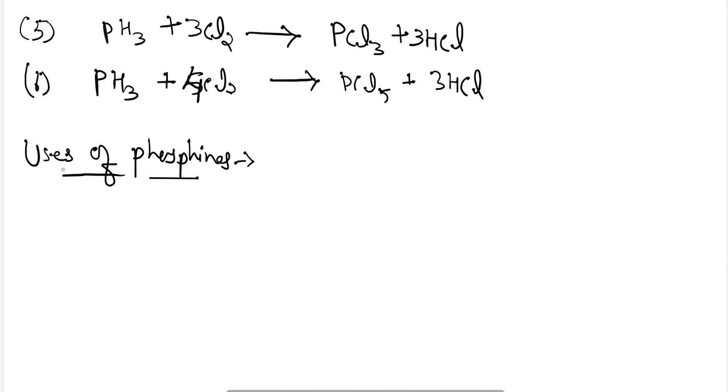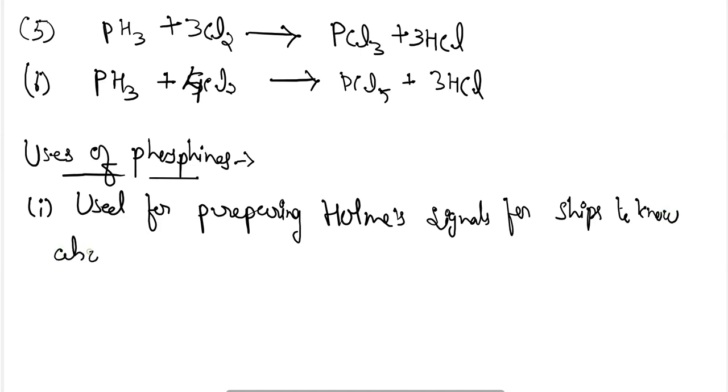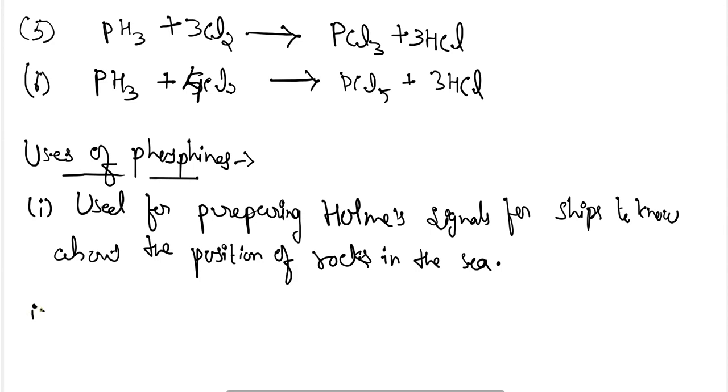So phosphine is used for preparing Holmes signal for ships to know about the position of rocks in the sea. Okay.